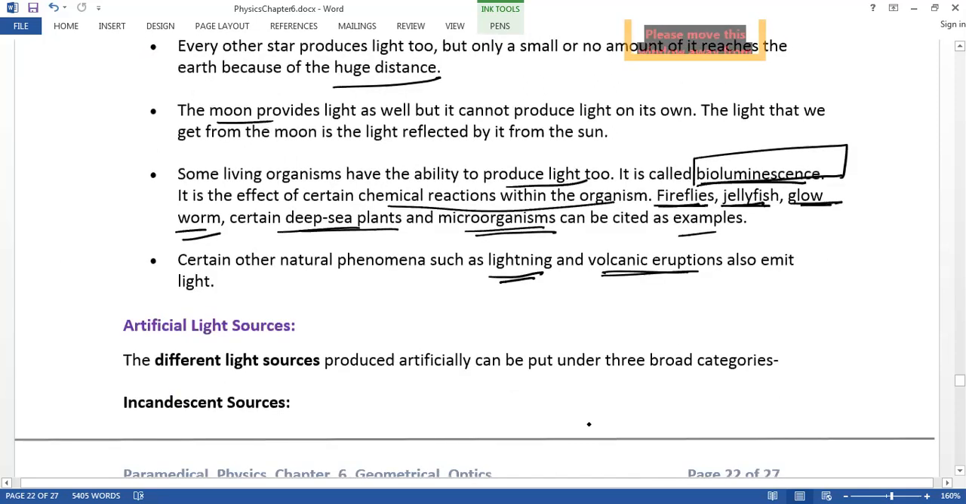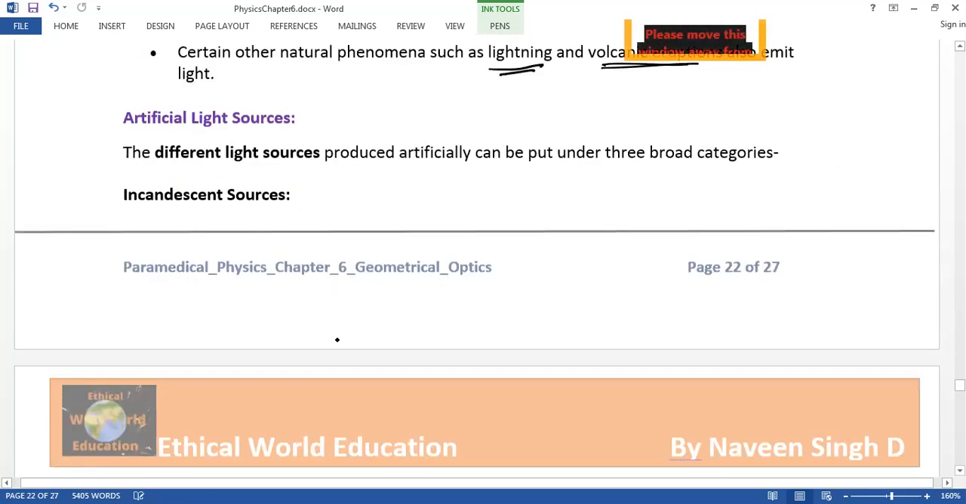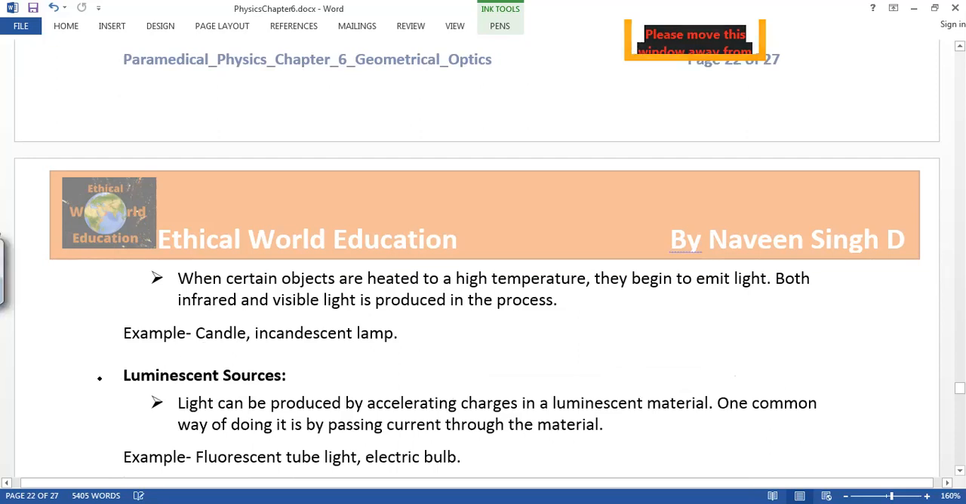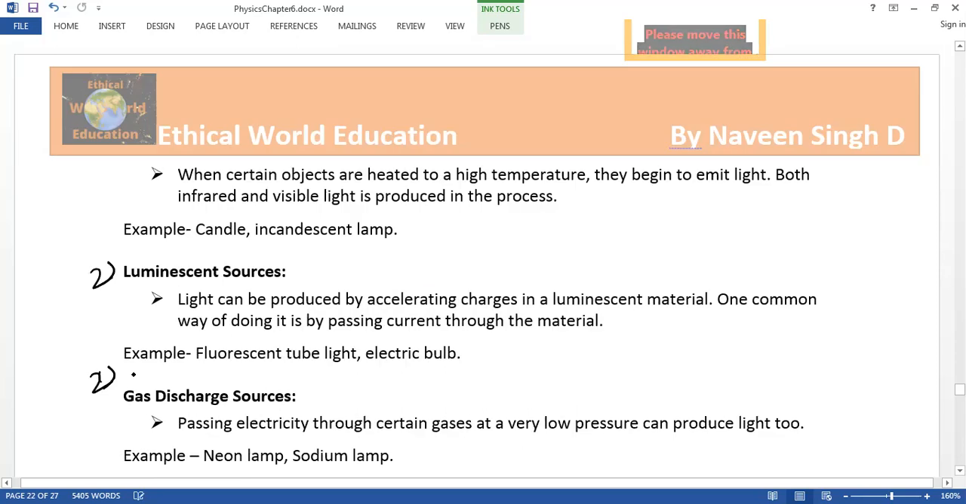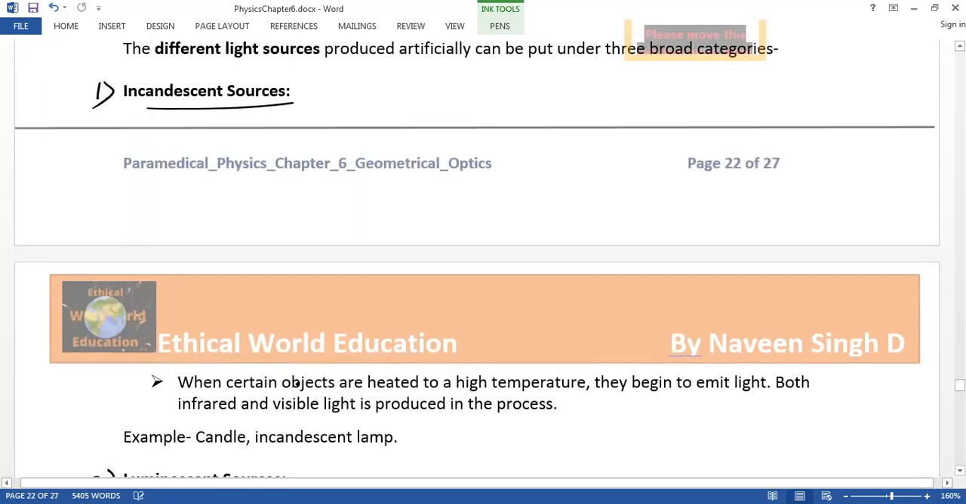So let us move on to the next one, that is artificial sources of light. Artificial sources of light are broadly categorized into three types. The first one is the incandescent source, the second one is the luminescent source, and the third one is the gas discharge source. So let us discuss them one by one in detail. The first one is the incandescent source.